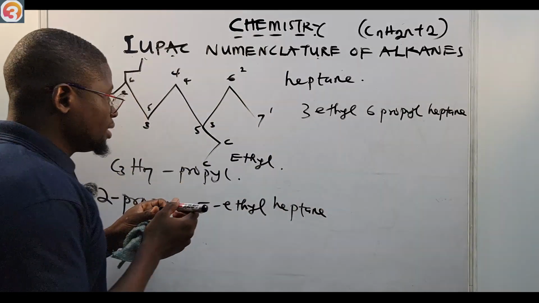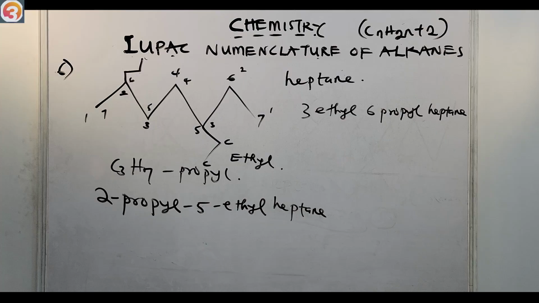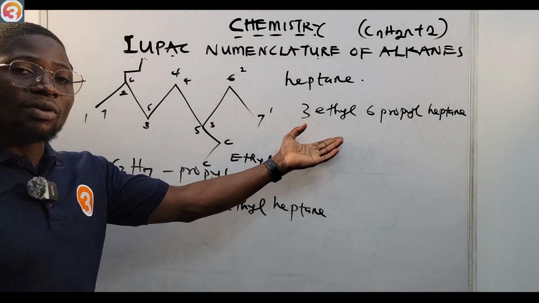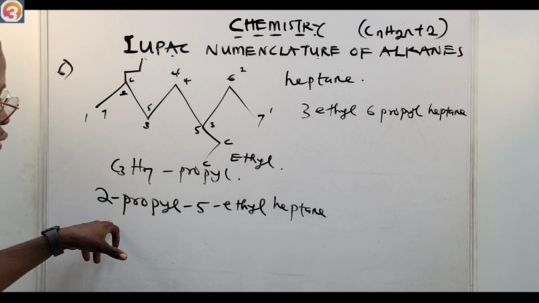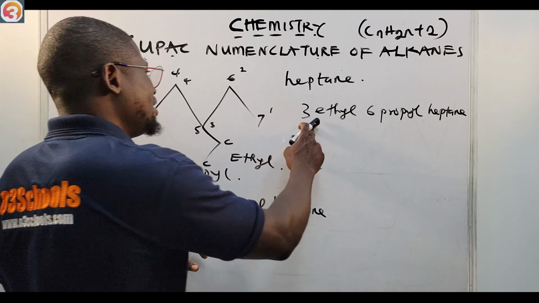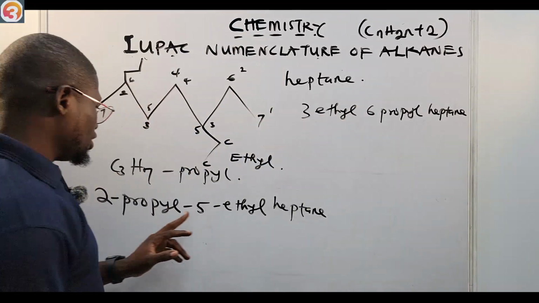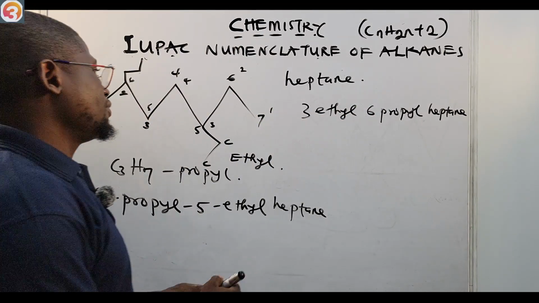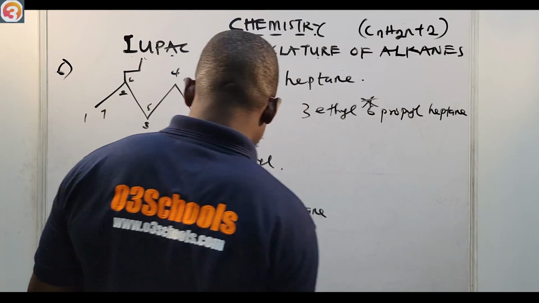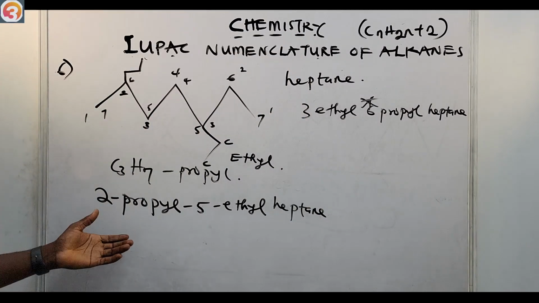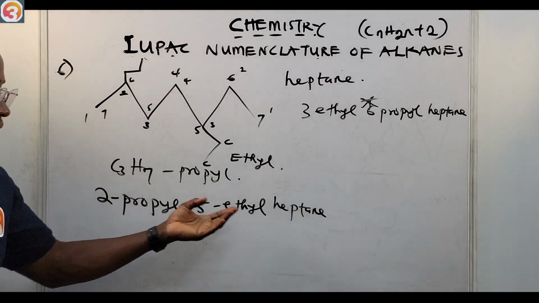All right, so now which one do you think will be more correct? Should you number from left to right or from right to left? This one is 2 and 5. This one is 3 and 6. 3 plus 6 is 9. 2 plus 5 is what? Is 7. So first of all, this one is wrong. But do we say 2-propyl or we say 5-ethyl first?